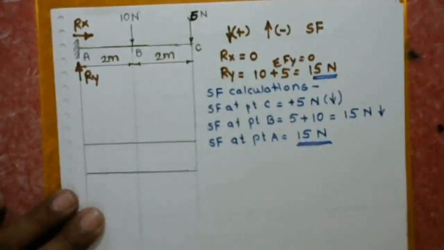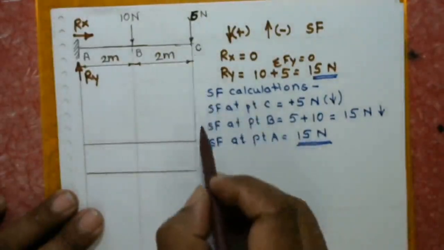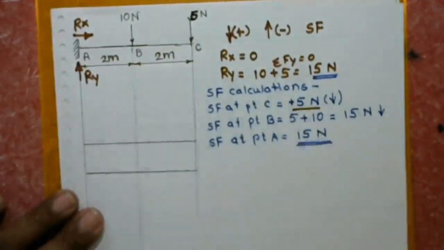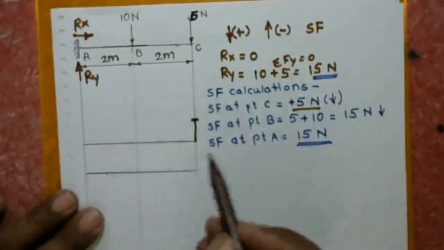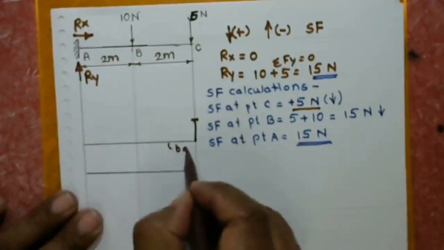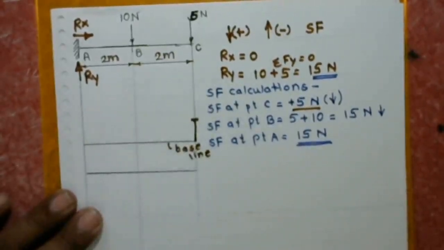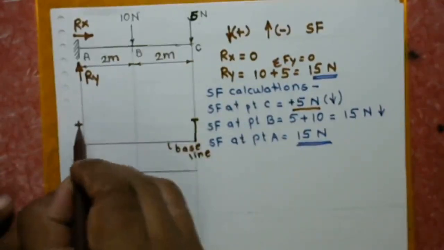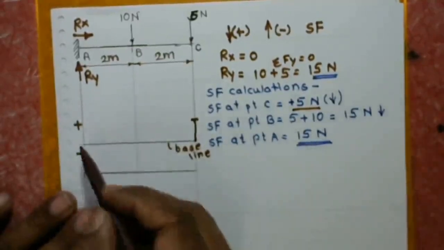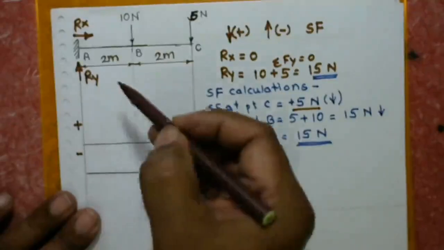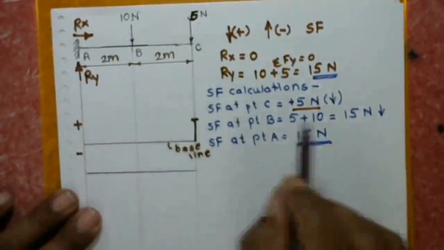Now we have to form the shear force diagram. We know at point C, where the point load is, 5 Newton force is acting. Here I am taking 5 Newton on the vertical axis, because this is our baseline. You know the rule to form the shear force diagram: positive values are marked above the baseline and negative values below the baseline. In this numerical all values are positive, so our shear force diagram lies above the baseline. So we mark 5 Newton here.